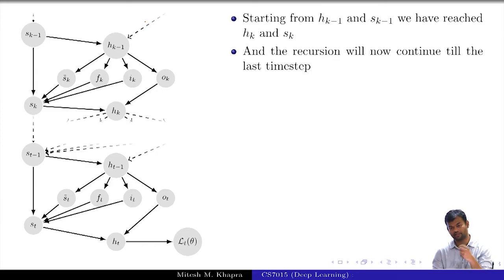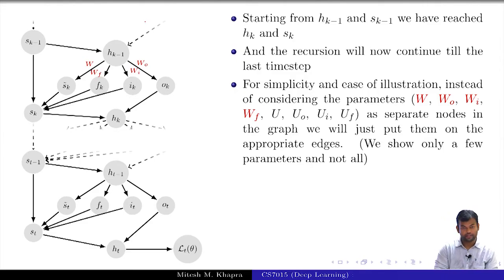So here we have these 3 states and 3 gates. That's why there are so many paths. Now for simplicity, I will not draw separate nodes for the parameters, although in the case of the RNN dependency graph, I had drawn them separately. I'm just going to put the parameters on the corresponding edges.